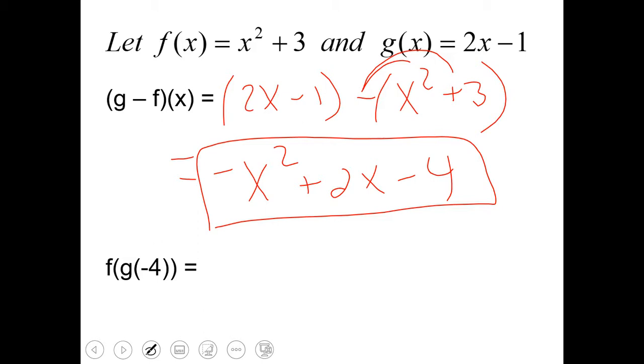Please don't change my problems. Don't set it equal to 0. Don't divide by anything. You cannot change my problem. That is all I'm looking for.